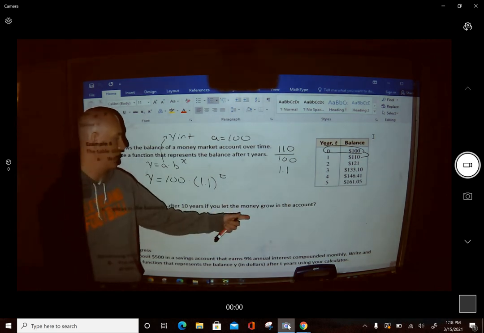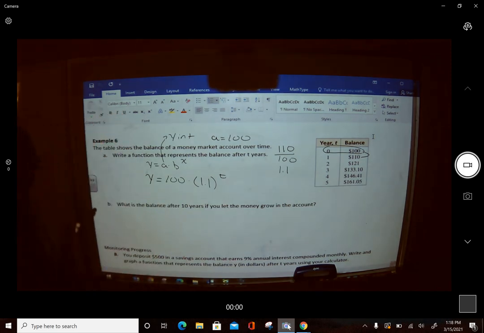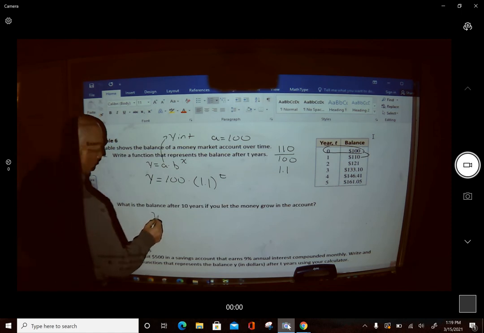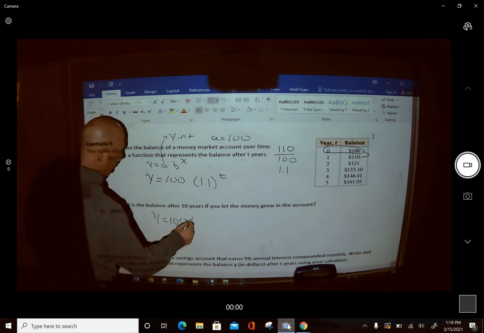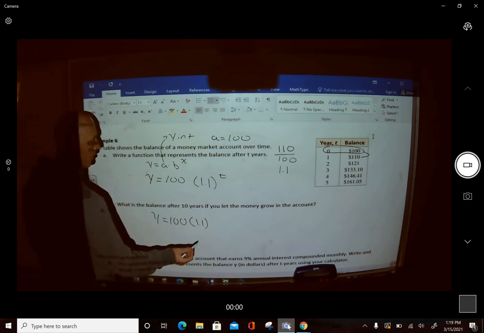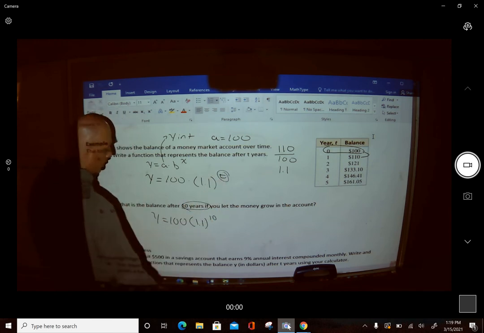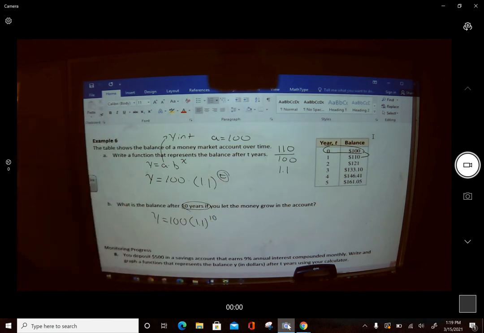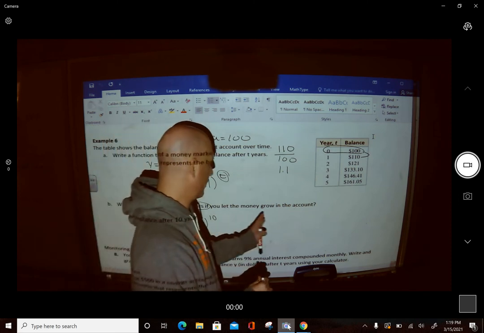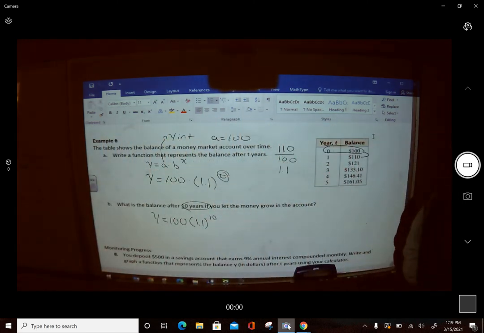Now, they just ask, what is the balance after 10 years if you let the money grow? Hopefully this part is getting easy because in class we were doing this really well. y equals 100 times 1.1 to the t. And all they did was they gave us a time of 10. So that goes in there for t. And then I will leave that for you guys to do on your calculator. I don't think that is anything beyond anyone right now.